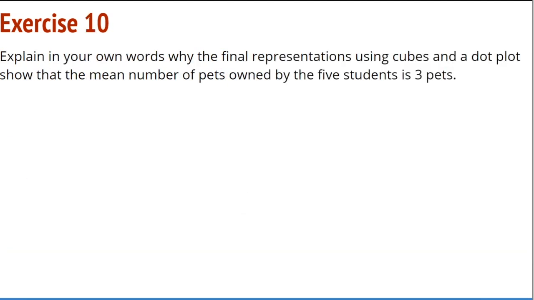So explain in your own words why the final representations using cubes and a dot plot show that the mean number of pets owned by the 5 students is 3 pets. So pause and think about that for a second. How does that final representation show that everyone has 3?